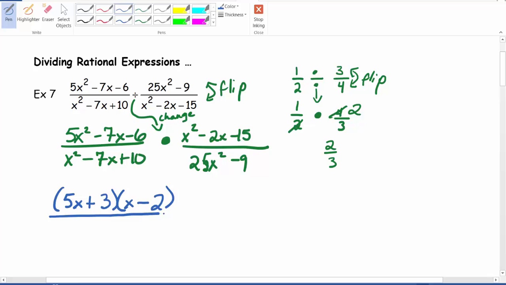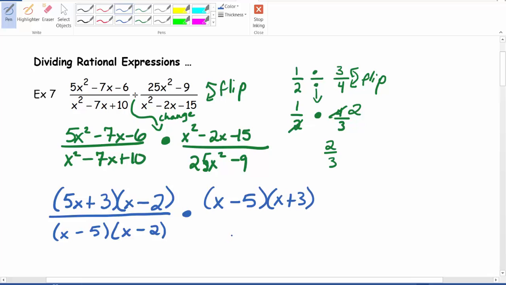On the bottom left, we would have x minus 5 times x minus 2, times, looking at the top right, factors out to be x minus 5 times x plus 3. And on the bottom right, we are looking at the difference of two perfect squares. And so that should factor out to be 5x plus 3 times 5x minus 3.